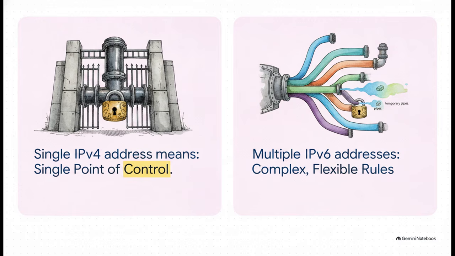A single host usually has a link local address, a global unique address, or GUA, maybe a unique local address, and one or more temporary privacy addresses, all running at the exact same time. Applying a firewall rule solely to a GUA is totally useless if the outbound traffic just routes around it using a temporary privacy address selected by RFC 6724 rules. Your policy has to account for all address types on that interface.